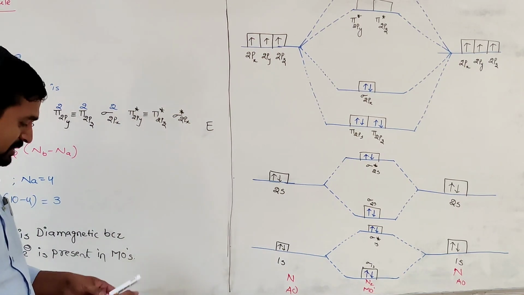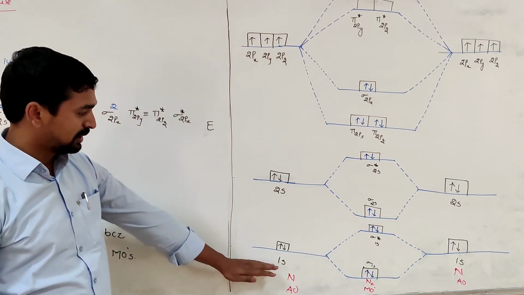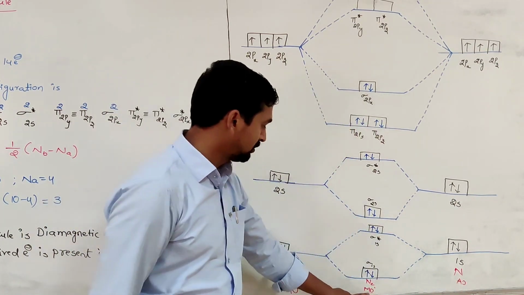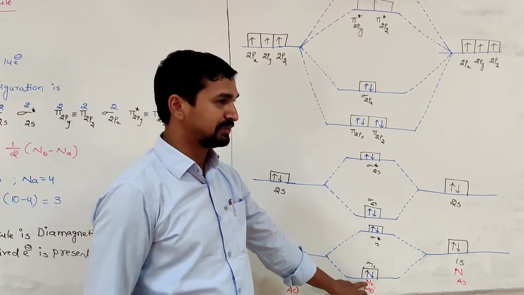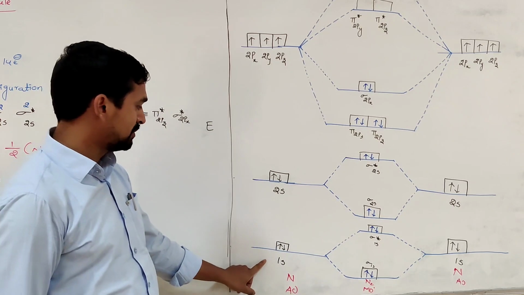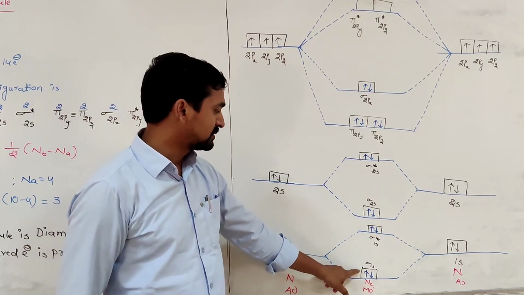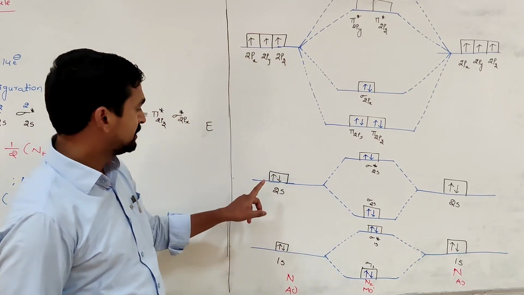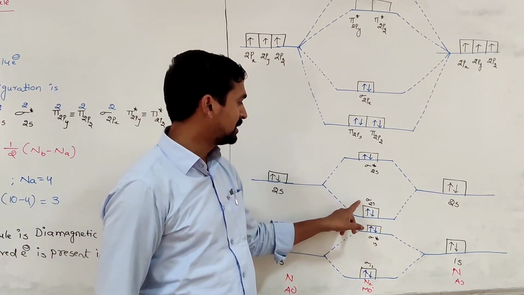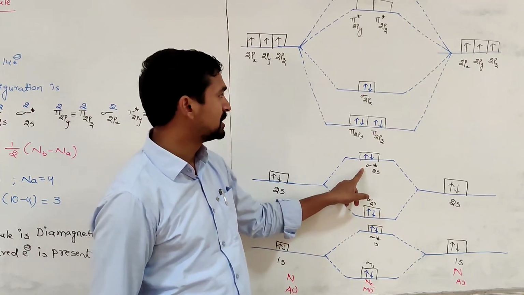So the molecular orbital energy level diagram for the nitrogen molecule can be drawn like this. First we draw the atomic orbitals of nitrogen combining together to form molecular orbitals: first 1s, then 2s, then 2p. The 1s atomic orbitals combine to form 2 molecular orbitals, one bonding and one anti-bonding. Similarly, the 2s orbitals of 2 nitrogen atoms combine to form bonding molecular orbital sigma 2s and anti-bonding molecular orbital sigma star 2s.